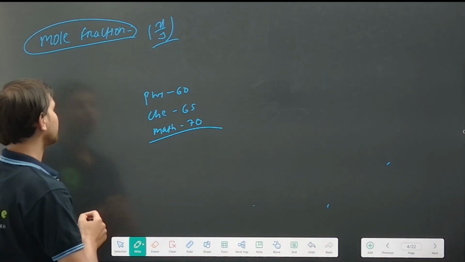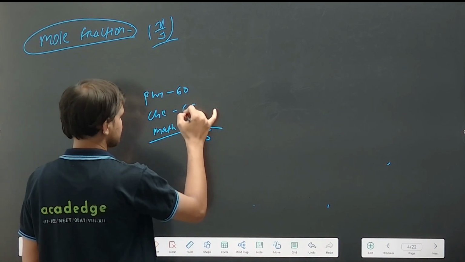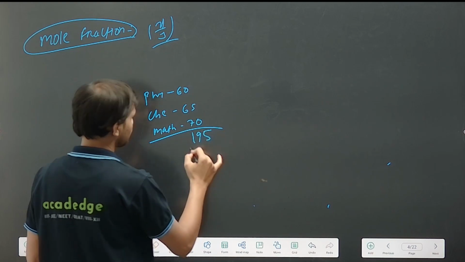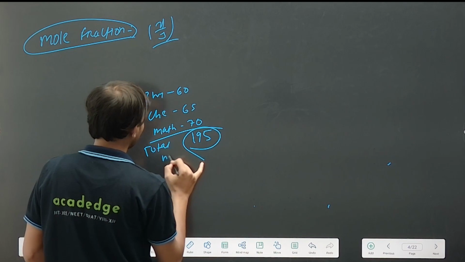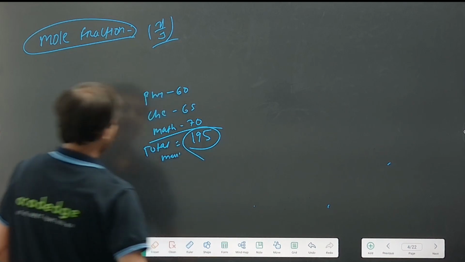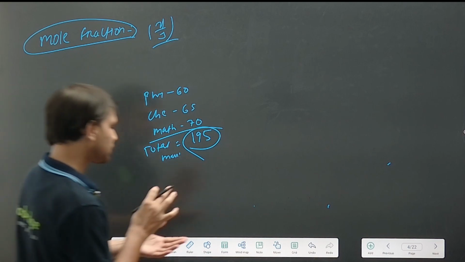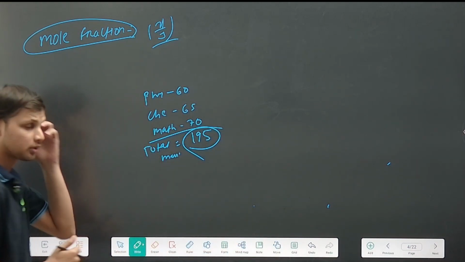All right, so what will be the total marks? If I'm talking about total marks, it will be 5, 6, 6, 12 and 7, so it will be 19. Total mark is 195. Okay, so the total mark of the 3 subjects will be 195. If I ask what is the fraction of the mark you have scored in chemistry out of the total mark, what will you do?